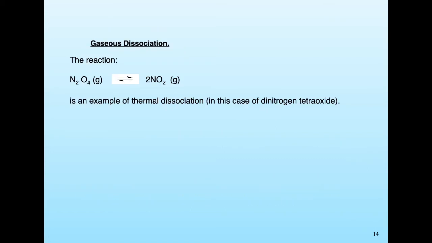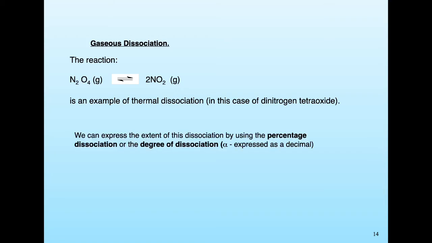This is something that was on the old syllabus and used to pop up quite often. It doesn't pop up anymore, but it's worth a few minutes just to go through it. Gaseous dissociation, because this is a classic equation that comes up in these kinds of questions. Okay, so it's an example of thermal dissociation. So if you heat this up, then the dinitrogen tetroxide breaks up to give nitrogen dioxide.